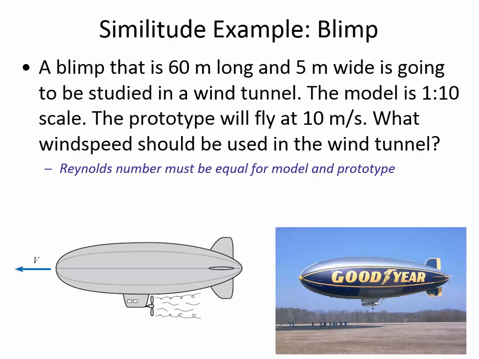And now the ratio of the length of the prototype to the length of the model. The prototype has 10 units of length for every 1 unit of length for the model, because it's a 10-to-1 model, it says in the problem statement here. So what that means is that we have to have 100 meters per second as the airspeed in the wind tunnel.